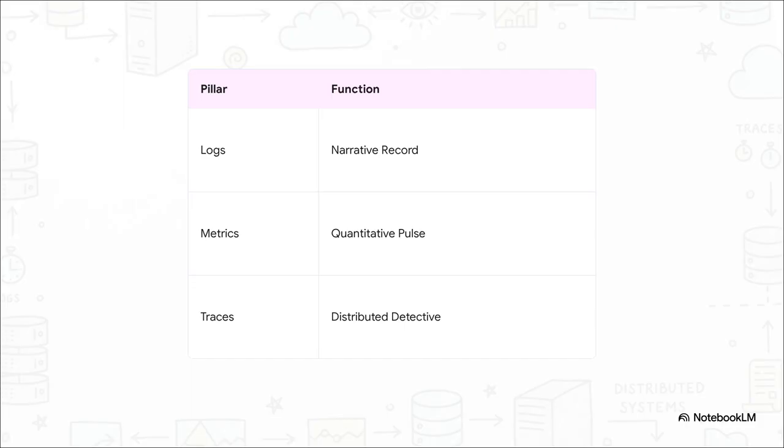And this telemetry rests on 3 foundational pillars. First, logs. These provide the narrative record, timestamped events that tell the granular, step-by-step story of a request. Then, metrics. These provide the quantitative pulse, scalable, aggregated numerical health data over time. And finally, traces. These are your distributed detectives, showing you the end-to-end request waterfall across service boundaries. But here is the real secret. If you isolate these pillars, you leave massive, critical blind spots. They absolutely must be correlated. Metrics tell you there's a problem. Logs tell you what the problem is, and traces tell you exactly where it happened.